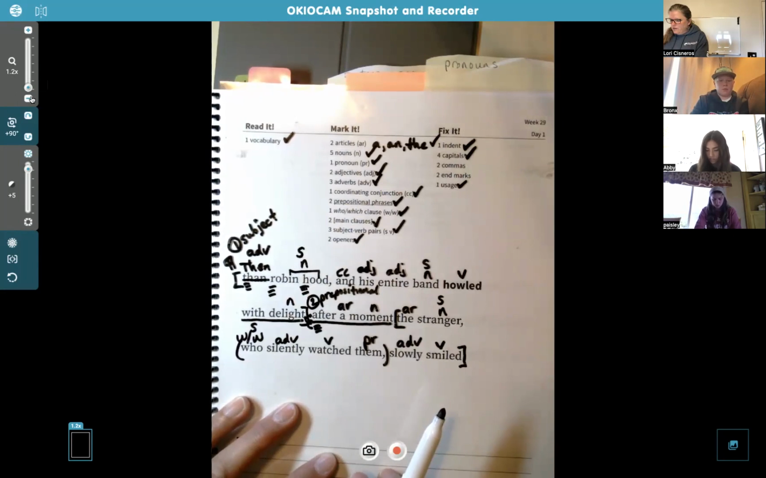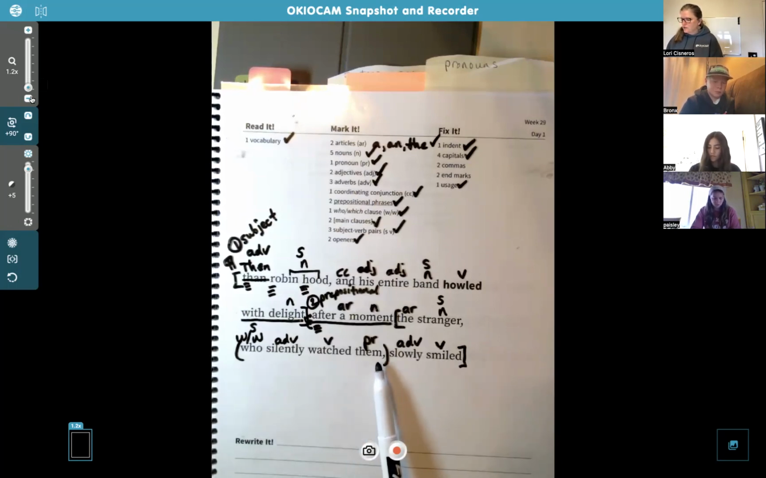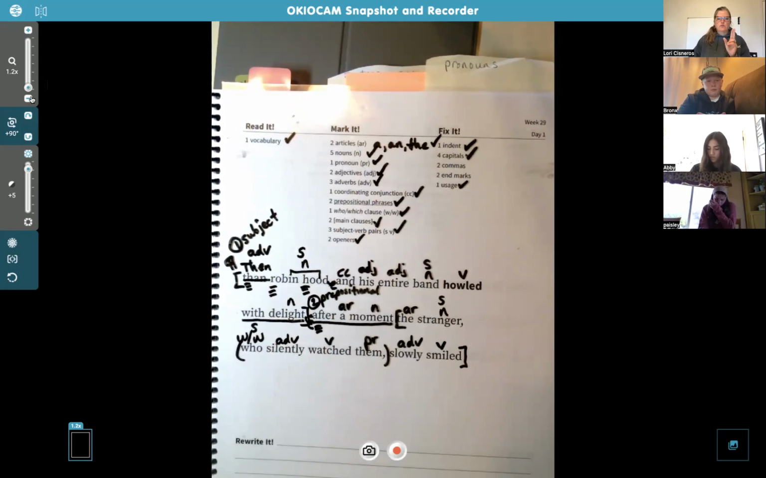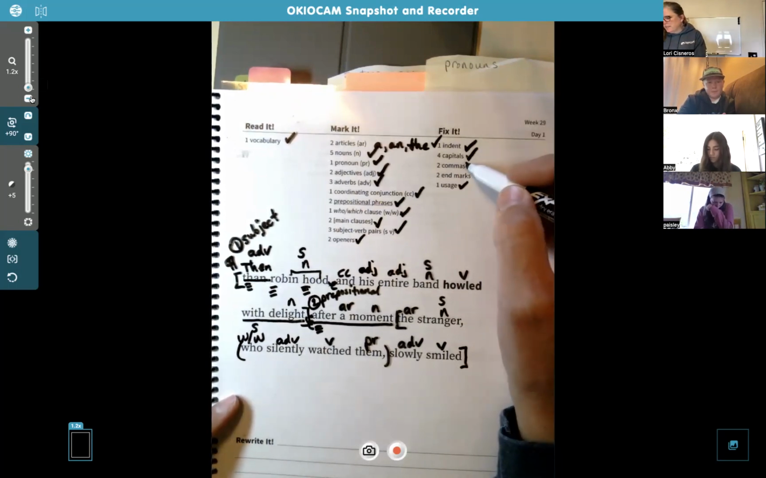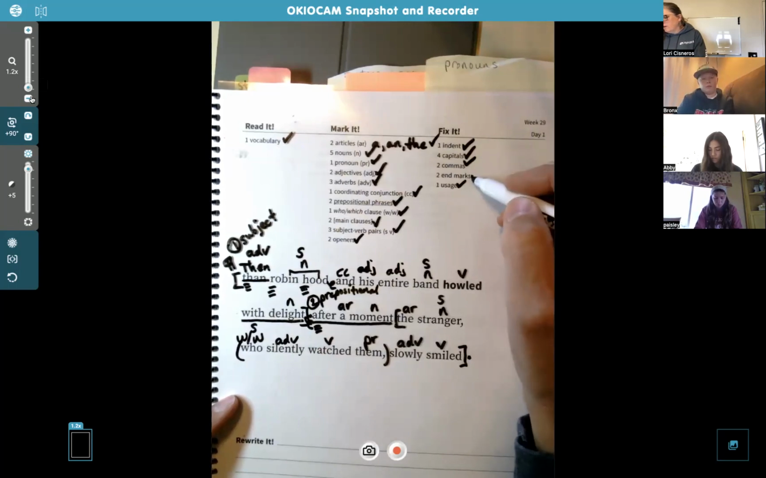What's the other comma error? Do you know, Paisley? Do we need to put a comma in or take one out? Take the one after the stranger out. That one actually stays because it's got a who clause here. So that one stays. After the one after Robin Hood. Yeah, take that one out because you don't need a comma there. It's just listing two things, Robin Hood and his entire band. If it was listing three, then you would need commas there. All right, so we fixed that. We've already put one end mark in right here after delight, and then we need an end mark here. Okay, we did it.